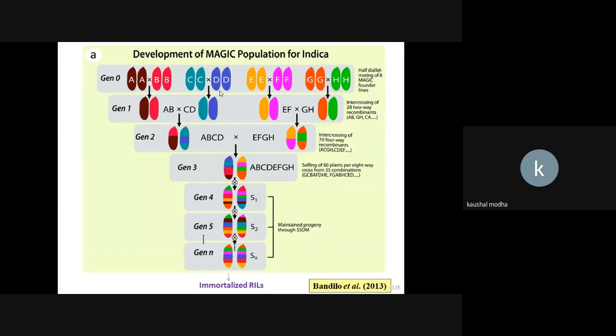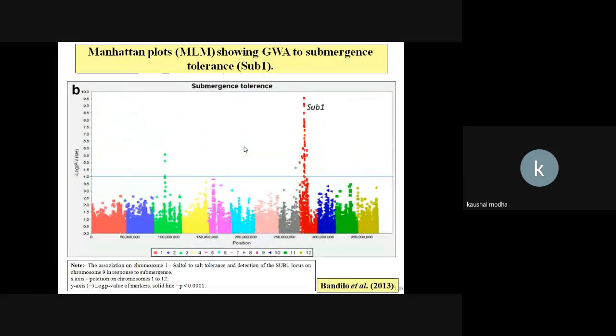This intercrossing is carried out to increase the recombination rate so that more and more fine mapping is possible. So these two populations, NAM and MAGIC, are utilized for combined LD and linkage mapping. And the same group also validated that MAGIC population by carrying out the association mapping for a known locus, that was the sub-1 locus present in Samba Mahsuri.